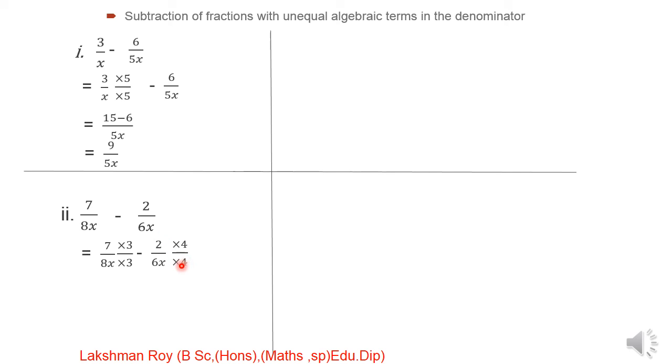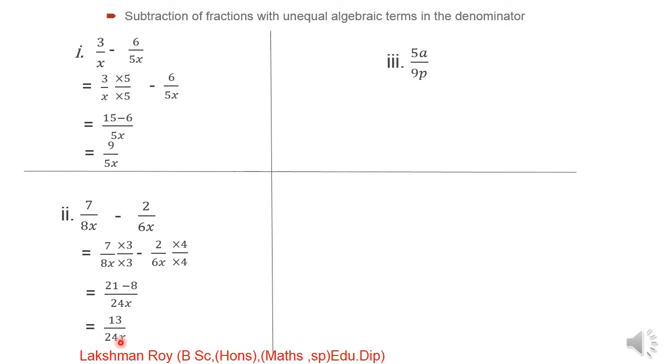Now the denominators are the same, 24x, so you can write one denominator. What is the numerator here? 7 into 3 is 21. Here, subtract 2 into 4, which is 8. Understand? Now you can subtract, and you get 13 over 24x.